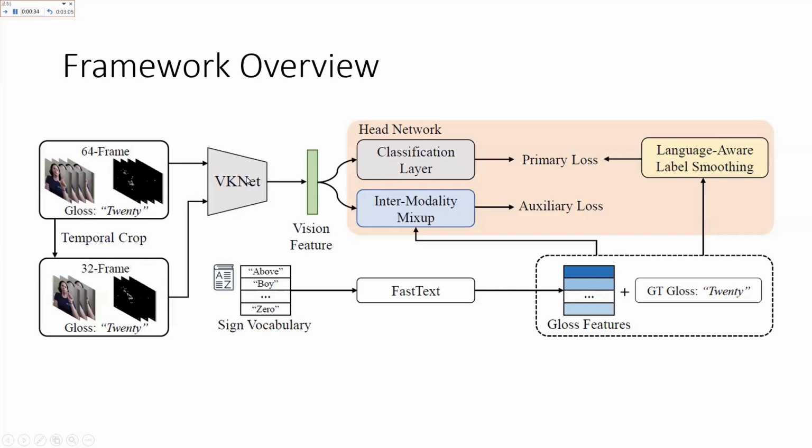We also propose a backbone network, Video Keypoint Network, to model both pairs with different lengths and different modalities, RGB videos and keypoint heat maps. The extracted vision feature will be further fed into our head network, which consists of two parts. The first one is a traditional classification layer, but optimized by our proposed language-aware soft labels. And the second part is the proposed intermodality mix-up, which aims for auxiliary training and can be removed during inference.